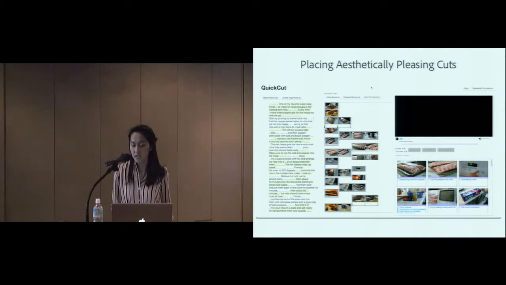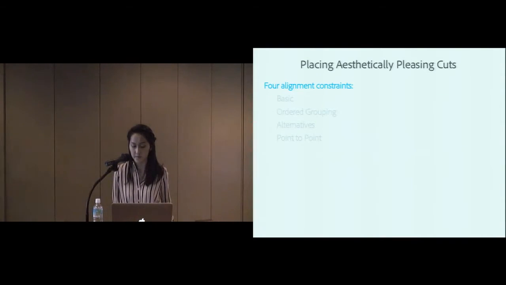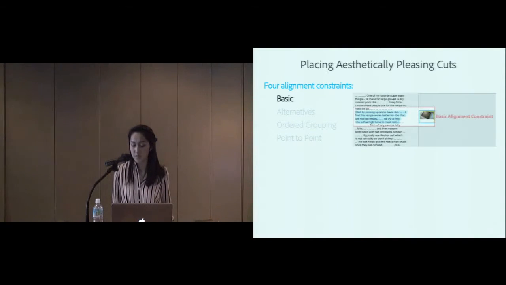Now, given these annotation segments, users can form alignment constraints to specify how the video can roughly go with the narration. They can choose from 4 different types of constraints. The basic constraint lets the user specify 1 annotation segment for 1 narration event.